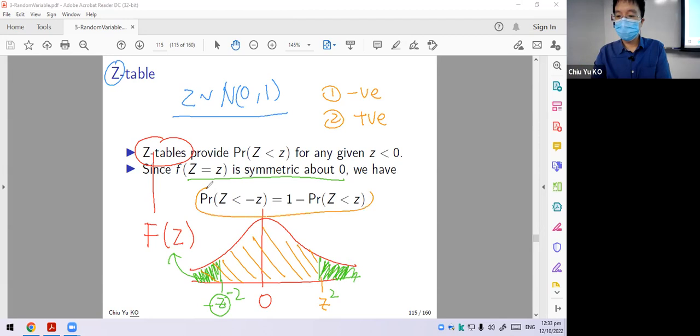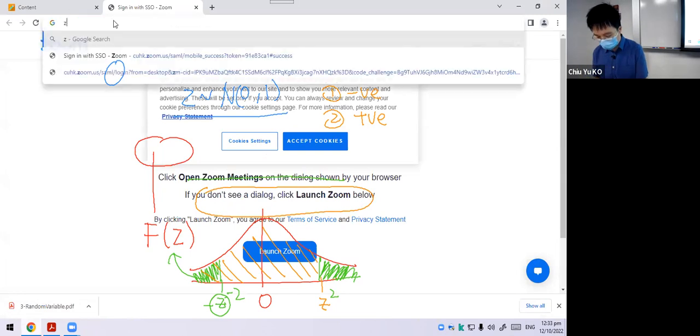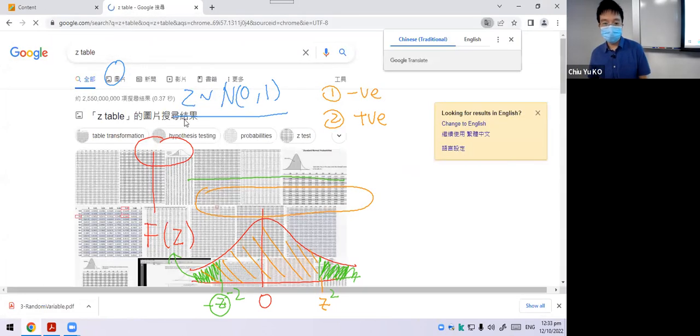Don't worry. Let me look at the table from the internet. You will see what I mean by this. So let me randomly look at a Z table on the web.